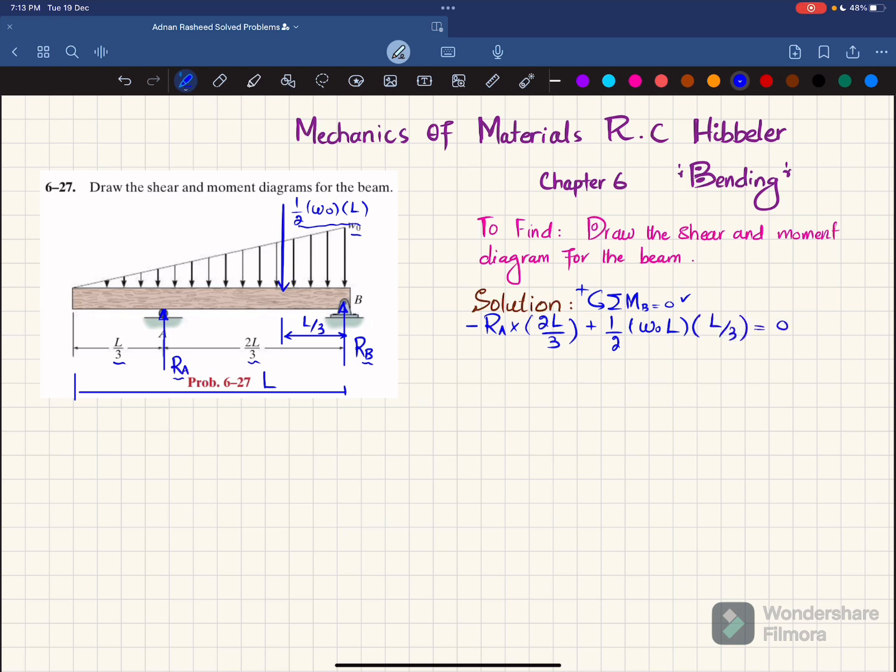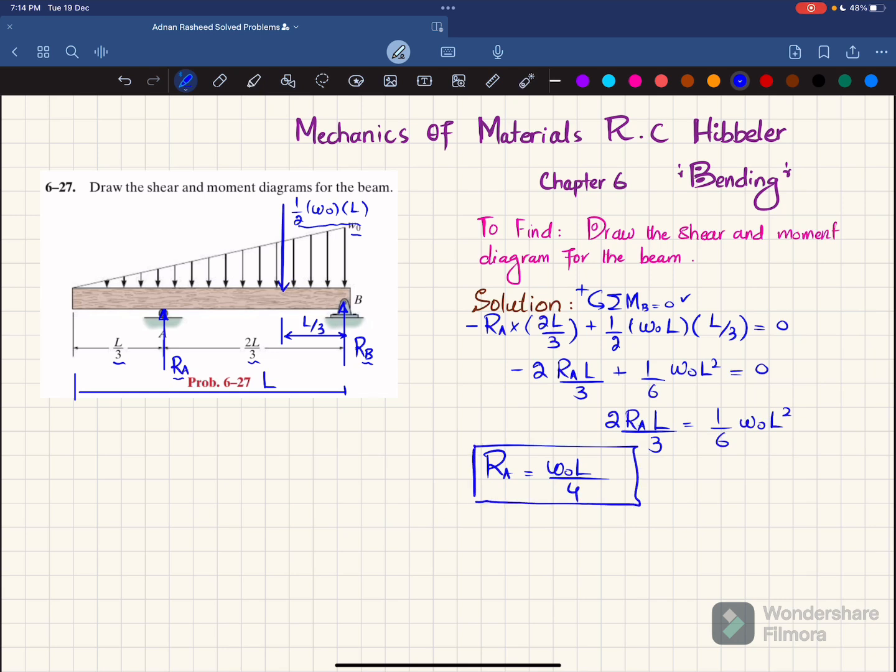So from here we will get minus 2 RA L divided by 3 plus 1/6 W0 L square is equal to 0. So you will get 2 RA L/3 is equal to 1/6 W0 L square, and when you calculate, RA will be equal to W0 L/4. So this is the value of RA.